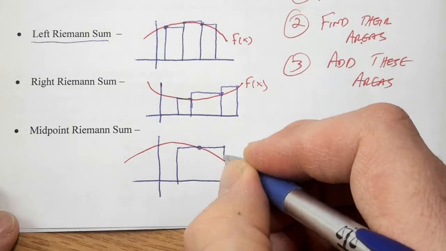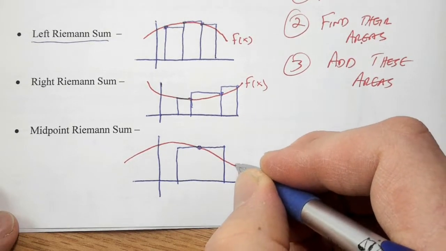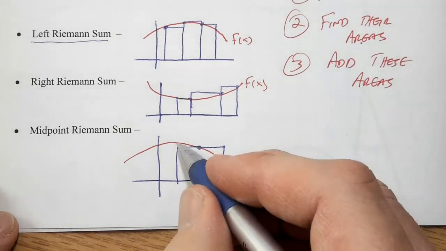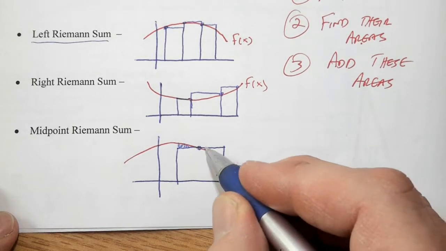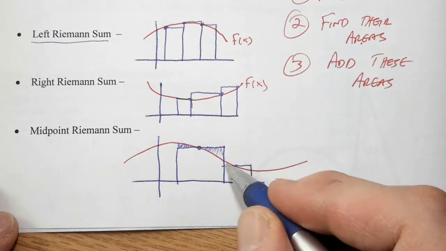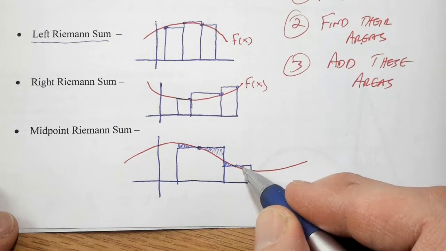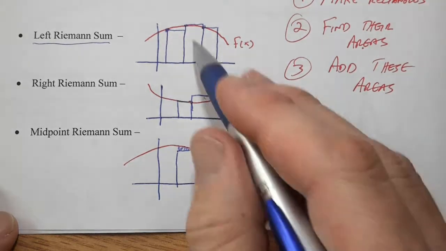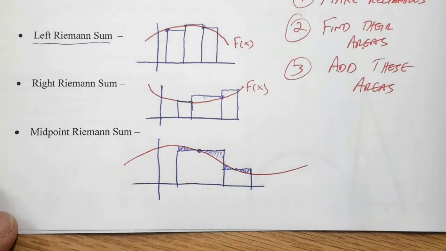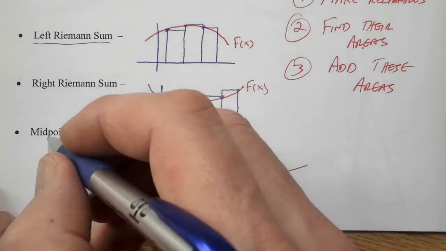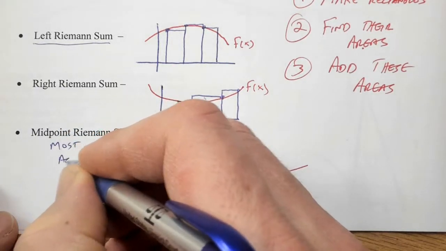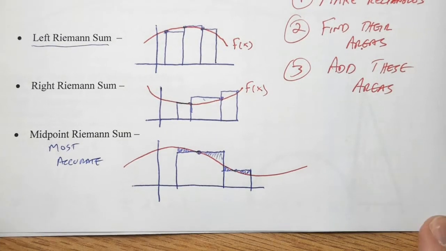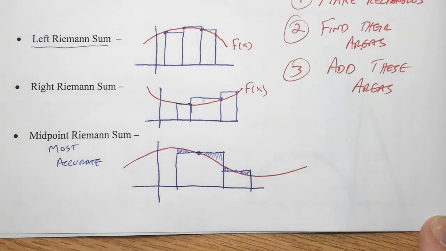We can see that this one is actually going to be the most accurate of the three, because we have some space which is missing and some space which is too much, and some space which is missing and some space which is too much. So they tend to even each other out, which is not always the case with our left and right Riemann sums. So the midpoint is the most accurate of the three. But we want to be ready to do Riemann sums for all three of the points.